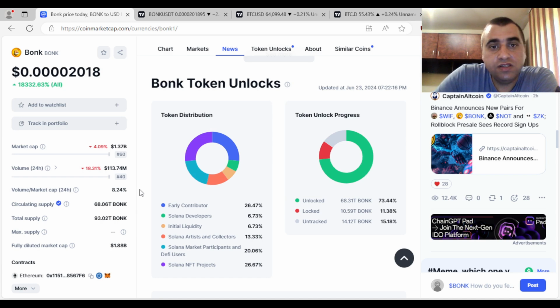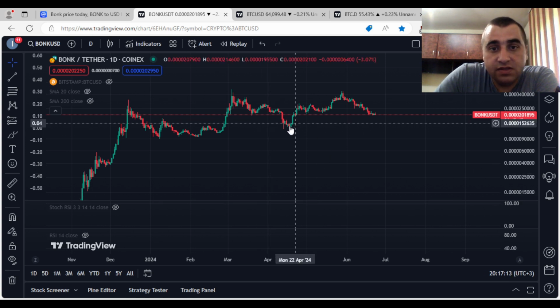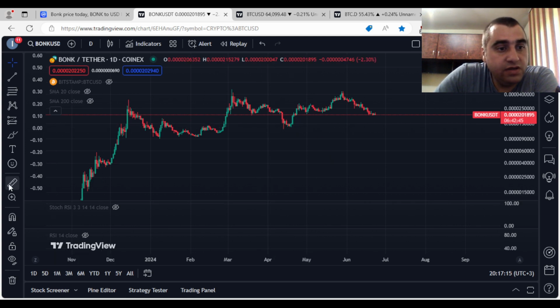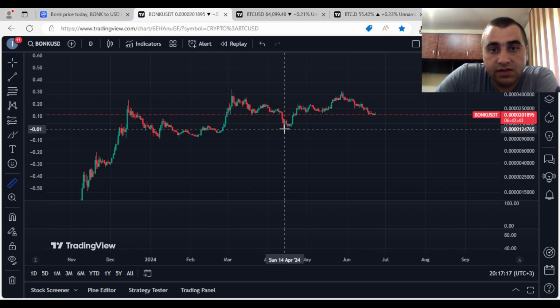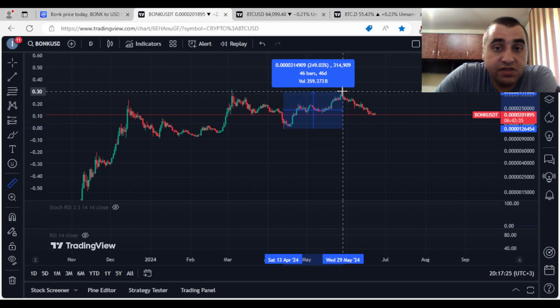Okay, so let's go to TradingView and see what's going on there. As you can see here, we have BONK paired with Tether. The chart is set at the 1 day time frame, and the chart is from Coinex. And since last time we have an increase of, let's measure from this lower point to the top, about 249% in 46 days. That is very impressive.